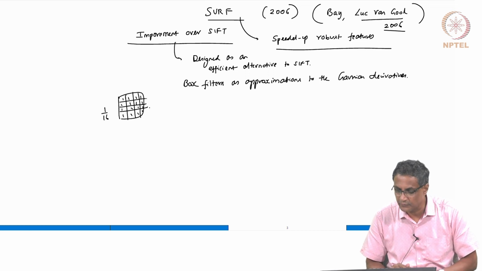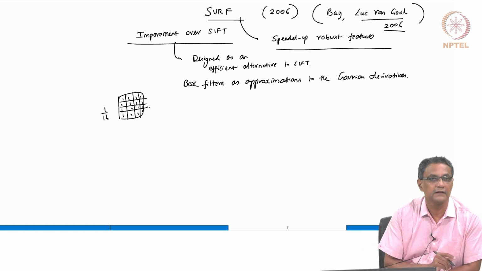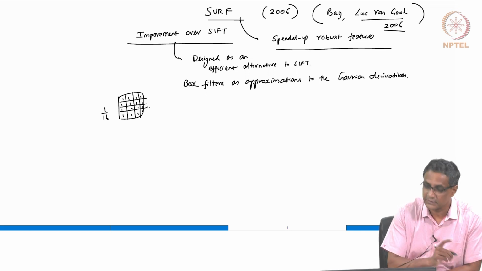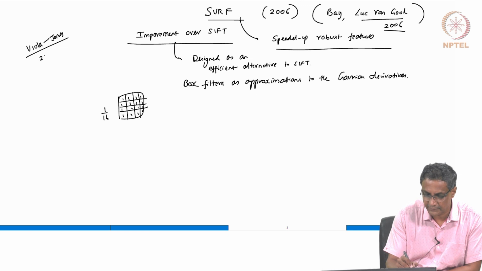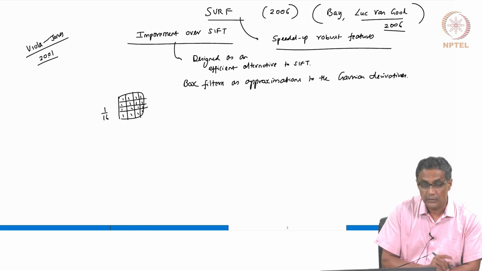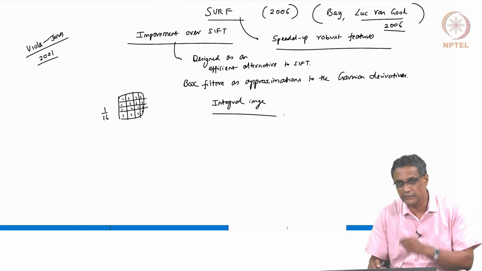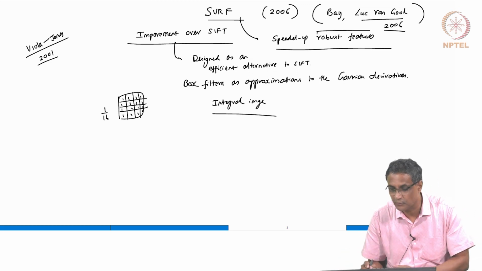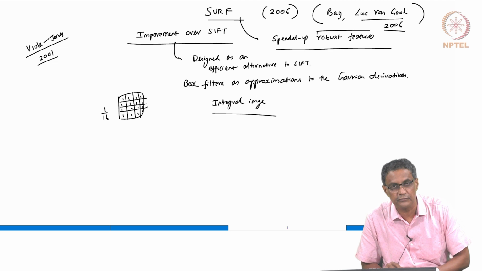But this goes back, more interestingly, to an earlier work in 2001. There was another paper. I don't know how many of you have heard about the Viola-Jones face detector. They had a paper in 2001 where they talked about something called an integral image. So this group borrowed that idea, and they started from there in order to show various things.